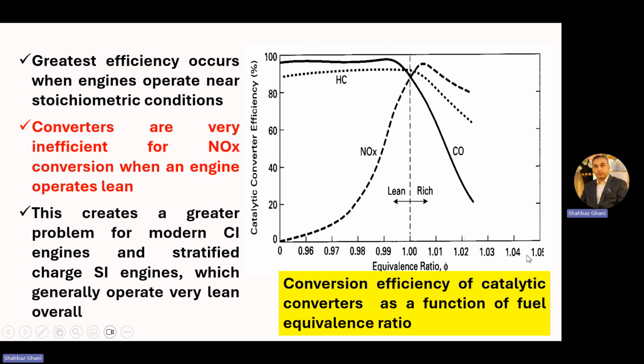We have an equivalence ratio on our x-axis and catalytic converter efficiency. When phi is equal to 1, on the left side we have a lean mixture. On the right side, we have a rich mixture. In lean mixture, we have a high quantity of NOx, hydrocarbons, and carbon monoxide. In rich, we have less quantity of all these. Conversion efficiency of catalytic converter as a function of fuel equivalence ratio. This creates a greater problem for modern CI engines and stratified charge SI engines, which generally operate very lean overall.